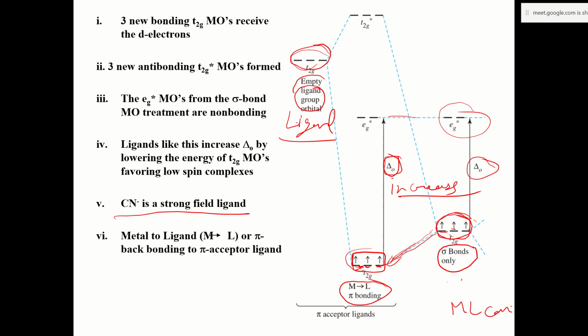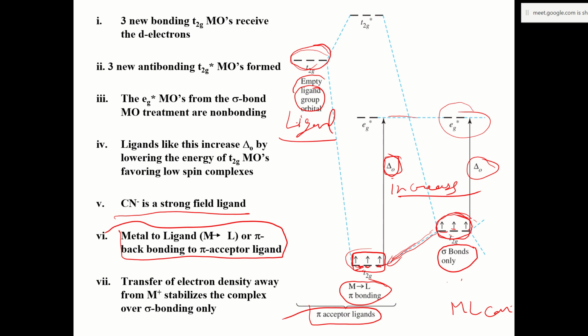Okay, so this is what we also know as metal to pi back bonding, the pi-acceptor overlap. So the metal has filled orbitals, the T2G set is filled with electrons, and the ligand orbitals are vacant. So this is donation of electrons to the empty ligand group orbitals, and this is what we know as pi-acceptor ligands.